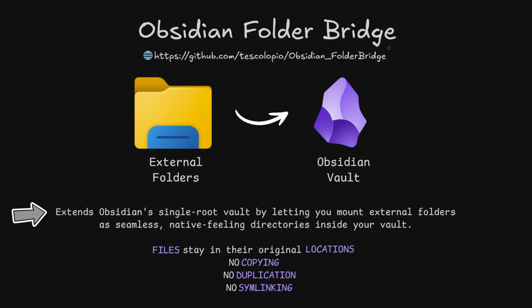Obsidian Folder Bridge is a community plugin that extends Obsidian's single root vault by letting you mount external folders as seamless, native-feeling directories inside your Obsidian vault. Files stay in their original locations, so no copying, no duplication, and no symlinking.